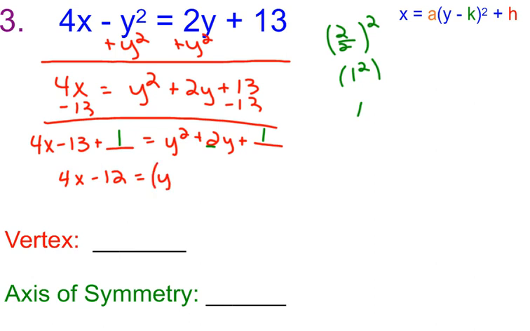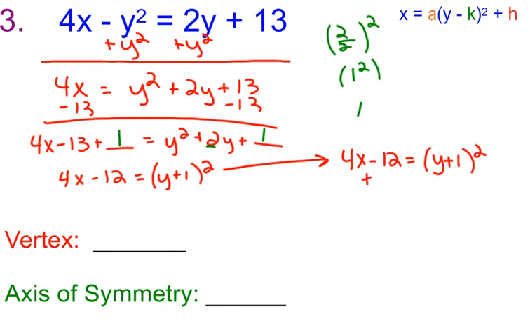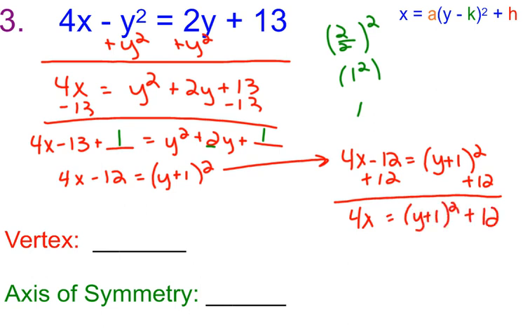Factors of 1 that when added together make 2 are 1 and 1. I'm going to move my work over here so I get out of the way. So I have 4x minus 12 equals y plus 1 quantity squared. I'm going to go ahead and add 12 to both sides. So I have 4x equals y plus 1 quantity squared plus 12.